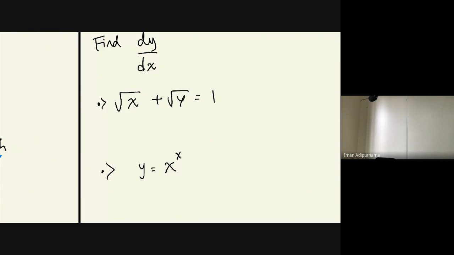How do you use L'Hopital? And what is L'Hopital? No, no. L'Hopital is used when you are dealing with limit. That's okay. That's wrong concept.